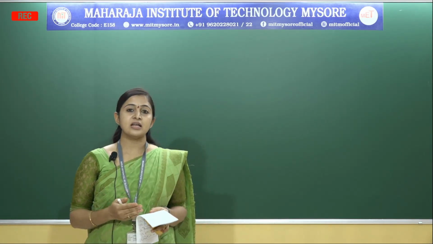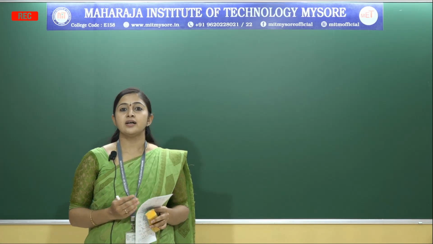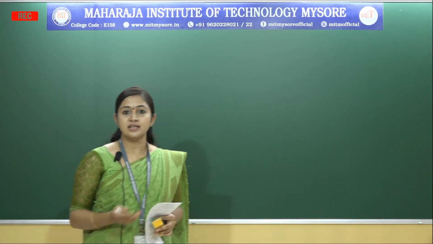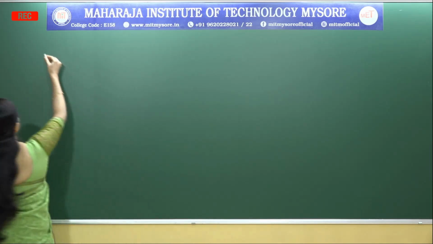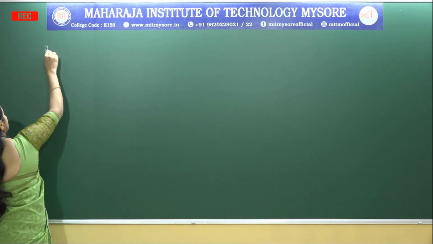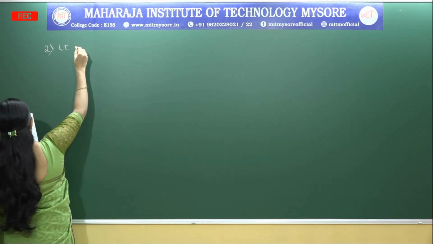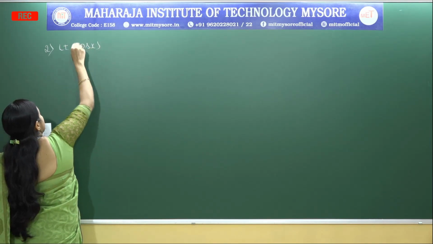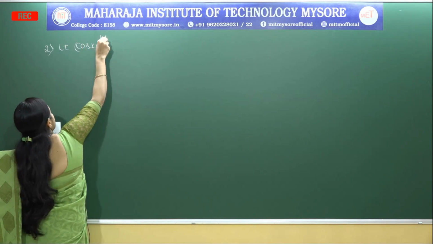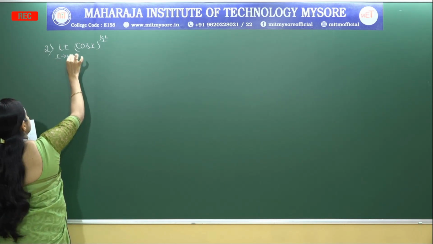In the previous class, I explained the indeterminate form 1 power infinity. In continuation of that, I will take the next example, that is the second example: the limit of cos x power 1 by x square as x tends to 0.